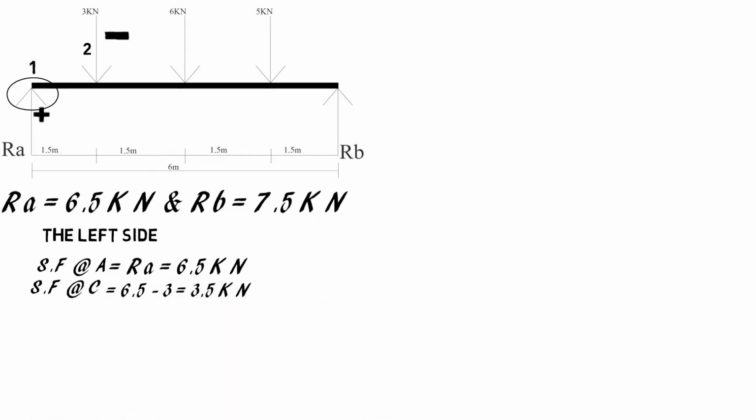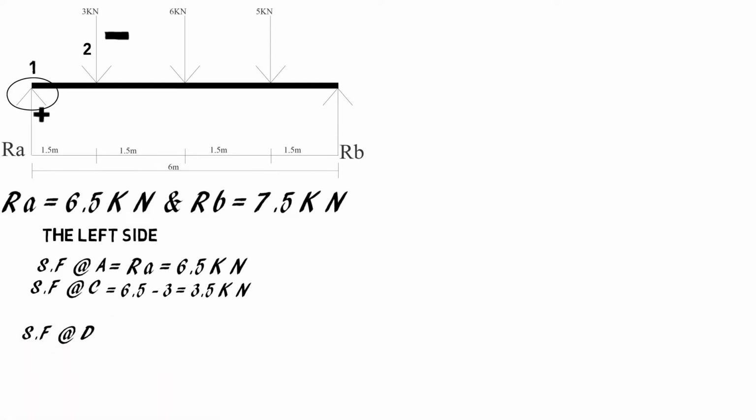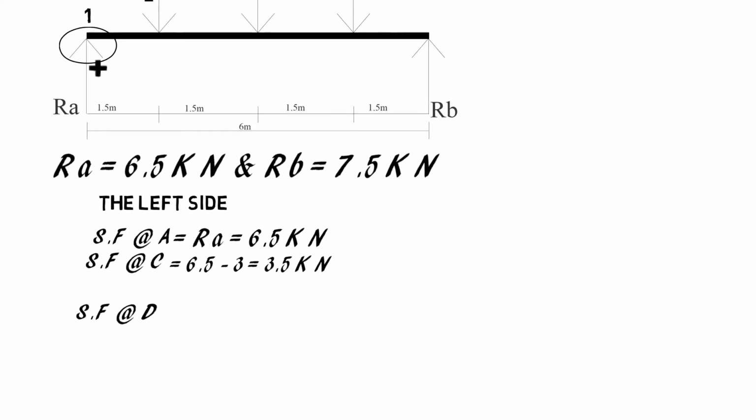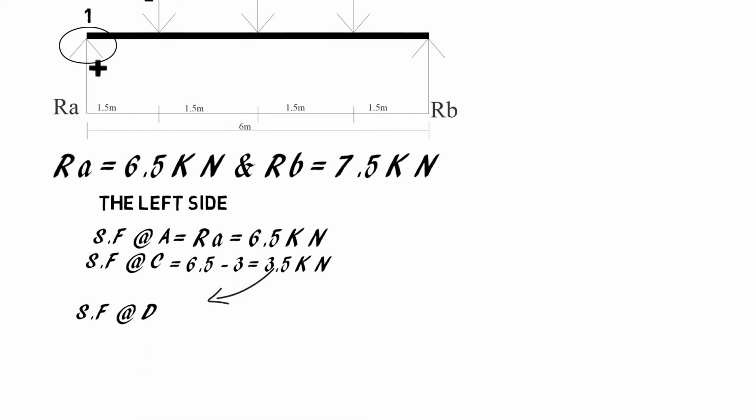Now we'll move on to the next one, which is shear force at D. Now we have the force at RA, the force at C, and the force at D, which is going to make it 6.5 minus 3 minus 6. Now I've already done 6.5 minus 3, which is 3.5. So we just bring down the answer we got at C to D, then we subtract 6 from it.